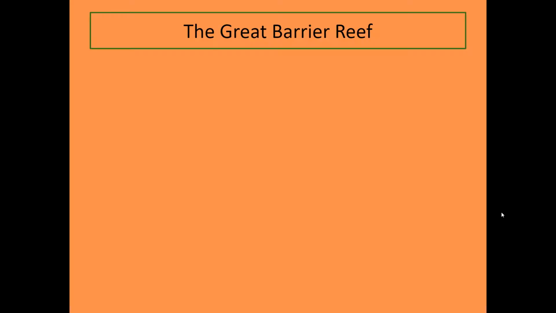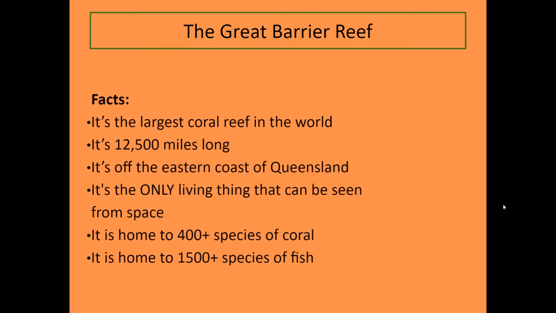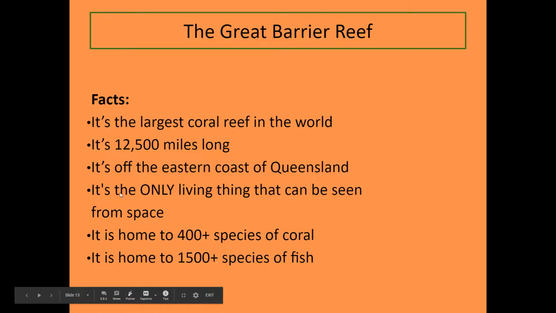But let's talk about that Great Barrier Reef, because that's the thing I'd like to talk about today with you at the end. This is the last thing we're going to cover before I let you go and take that quiz. So we got some facts. The Great Barrier Reef is the largest coral reef in the world. It's 12,500 miles long, and it's off the eastern coast of Queensland, that's northeastern Australia, and it's the only living thing that you can actually see from space.